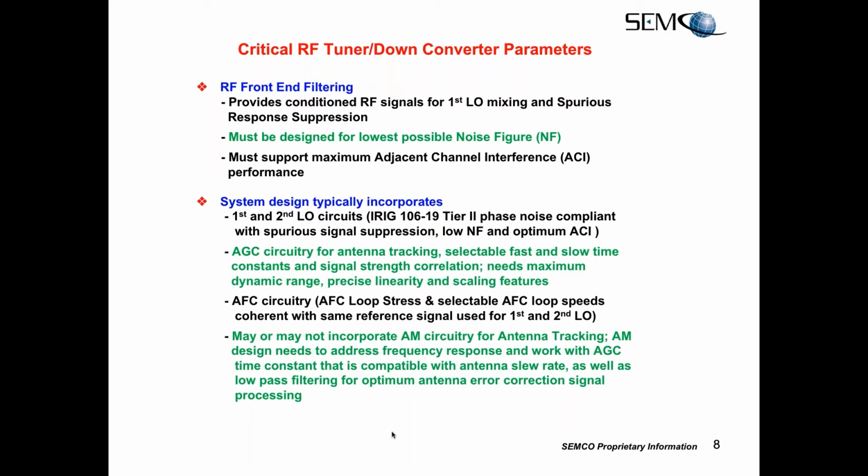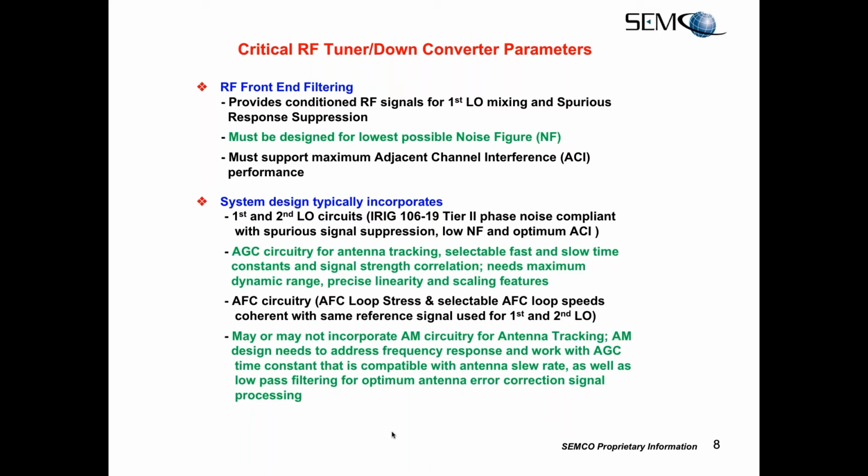RF front-end filtering will provide conditioned RF signals for first LO mixing and spurious response suppression. So let's just say, for example, your first local oscillator frequency for an S-band RF input is 390 megahertz. That just happens to be what we use for our first LO in terms of frequency management in our receivers. So what you'll want to do is present a filtered S-band signal that you've received by that receiver.